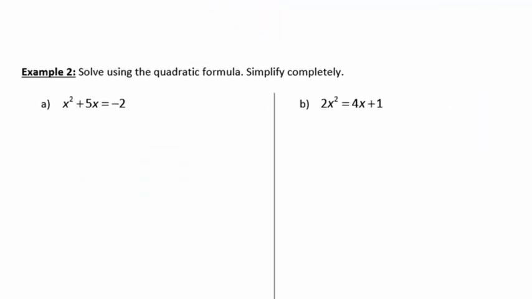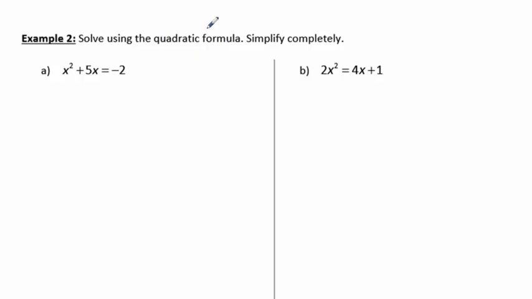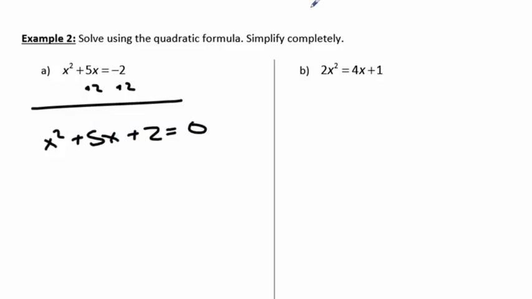Alright, so we're going to solve these using the quadratic formula because we want to practice the quadratic formula. Some of them might be factorable, so on your own you might want to check that out and see if you can factor them as an easier method for solving. So now the first step I need to do is get the equation equal to 0. So we're going to add 2 to both sides to get this equation equal to 0. X squared plus 5x plus 2 equals 0.